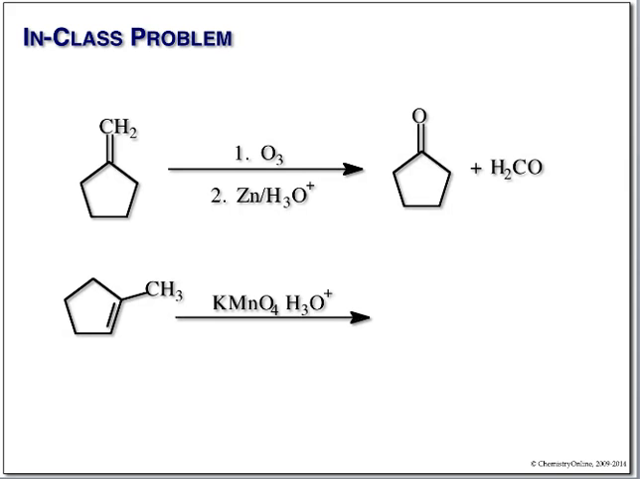If we take this guy and we use acidic permanganate, once again, we're going to cleave this double bond. When we do it, this is going to be a ketone, but because this has a hydrogen, it will be a carboxylic acid. Any questions?